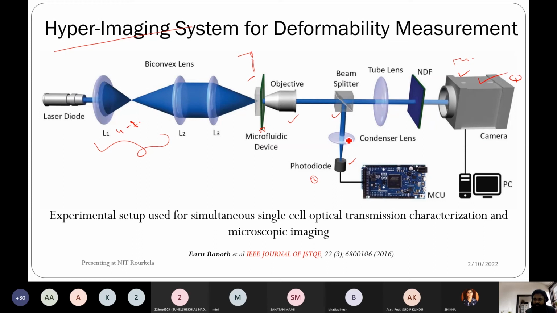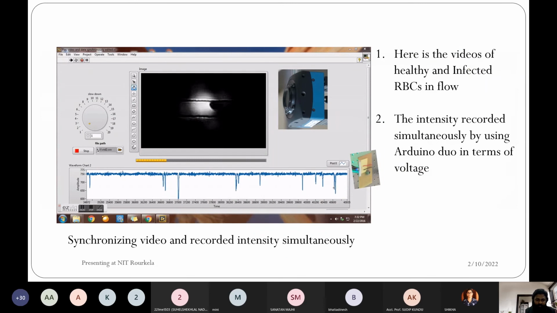Both pieces of information in a synchronous manner means, like, one cell is passing through, and you know what the cell is, what the morphology of that cell is, and what the change of the intensity taking place is. That information also you can get. So this was used for high throughput characterization purposes. So you can see here how we have characterized.